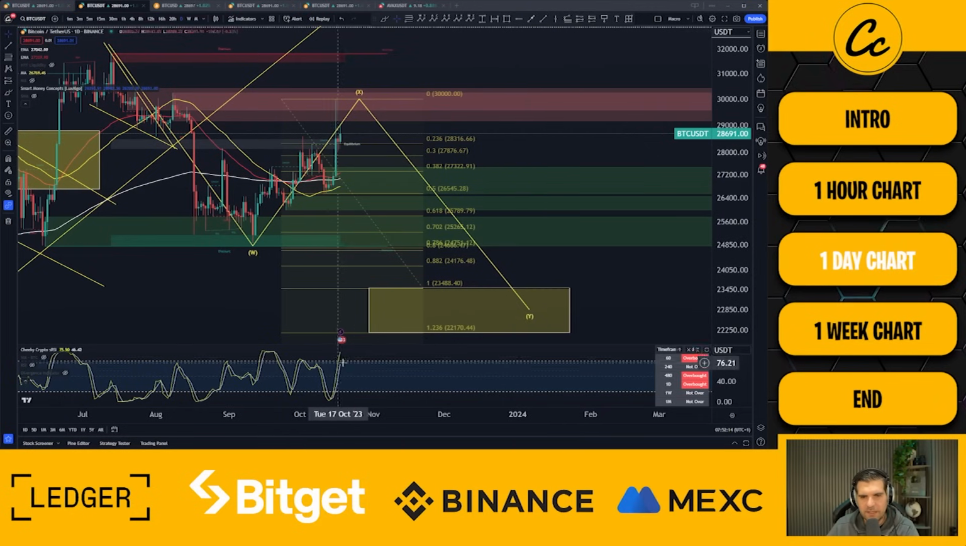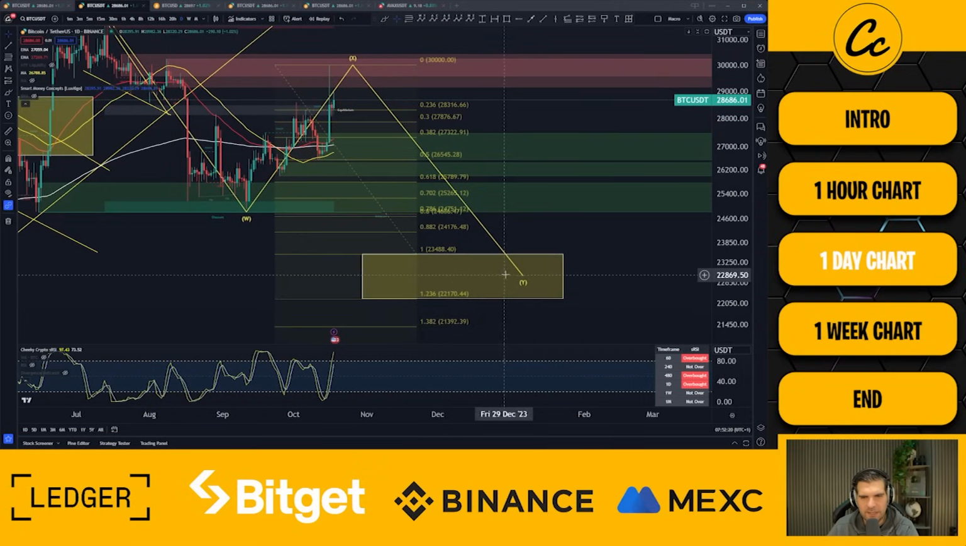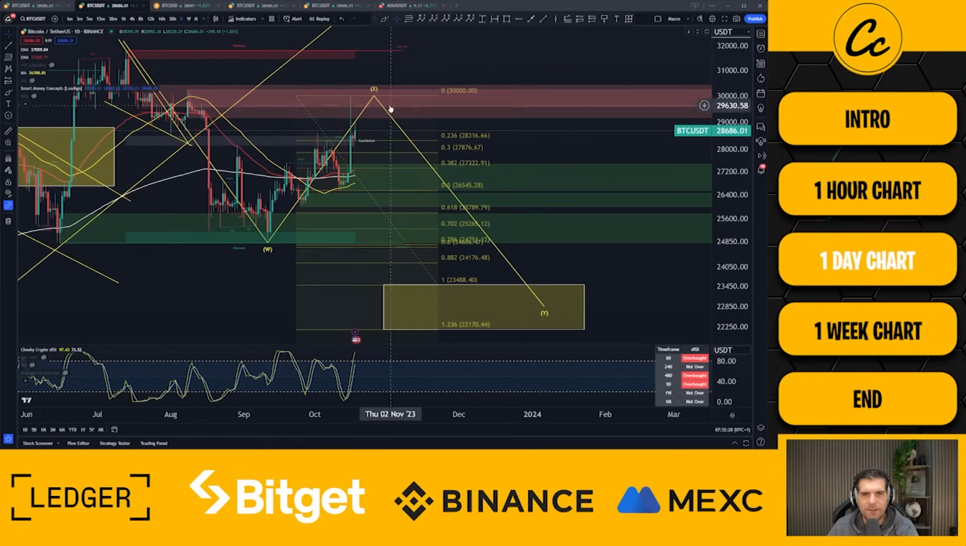So here you can see that the daily time frame is up in this overbought range. We are, of course, looking at this as a much bigger three-wave pattern to the downside now, still targeting $22,000 to $23,000. So 22,170 to 23,488. Okay, this is now a three-wave pattern, WXY, and it looks like we topped out at $30,000. This is what we were talking about yesterday.